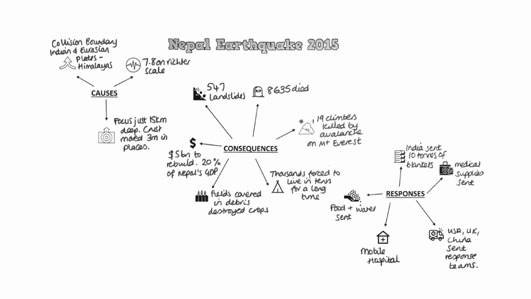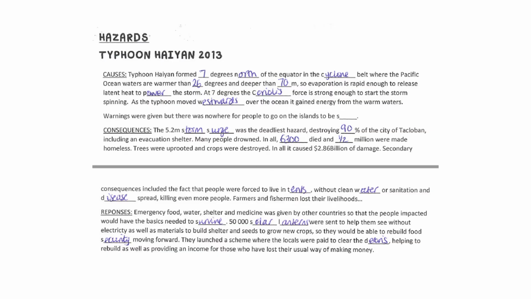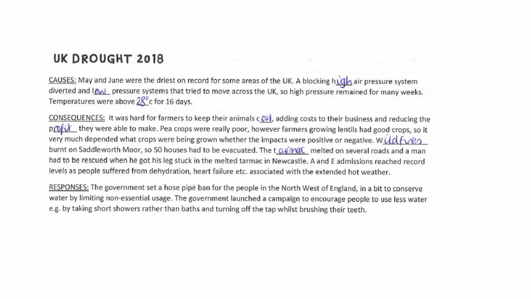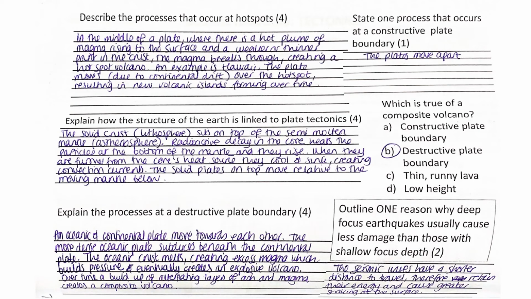Responses: other countries sent food and water. India sent 10 tons of blankets. The USA, the UK, China sent response teams and a mobile hospital and medical supplies. So then again, you've got your Typhoon Haiyan on there, and you've got your causes, consequences, responses. You can have a little look through again. You've got your Nepal earthquake as an answer, and your UK drought as an answer. Have a look at some of these questions.